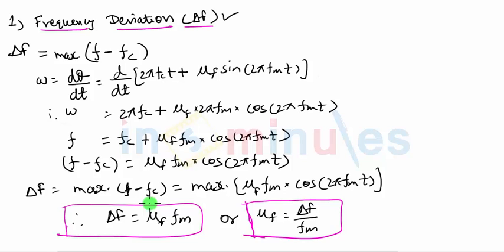the upper side as well as on the lower side, measured in hertz, and it is given by mu f into fm. So you can see that if you are using maximum departure of the instantaneous frequency, then the value of mu f, the modulation index, will also be very large. So what is the significance of mu f and frequency deviation?